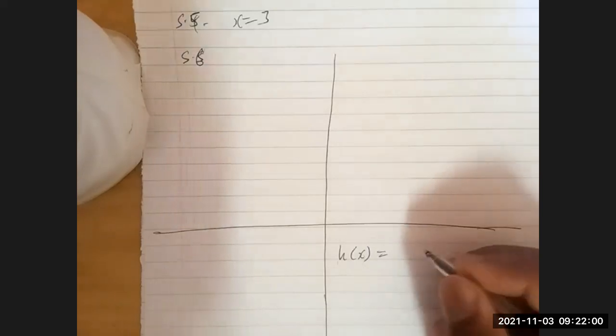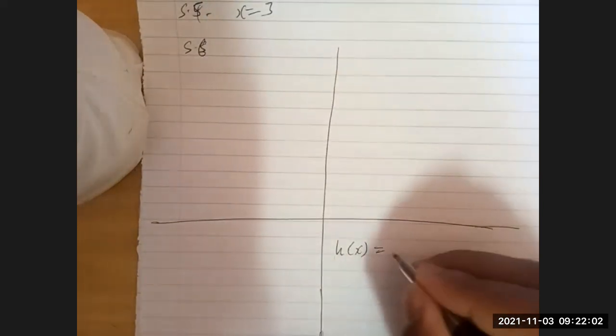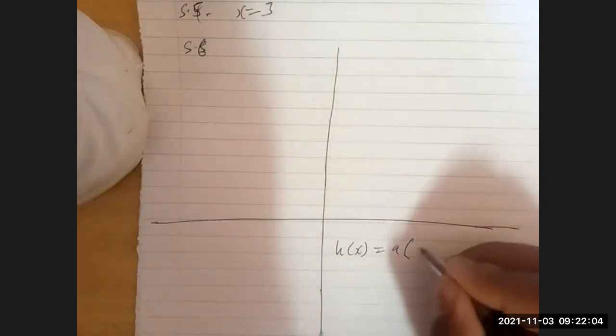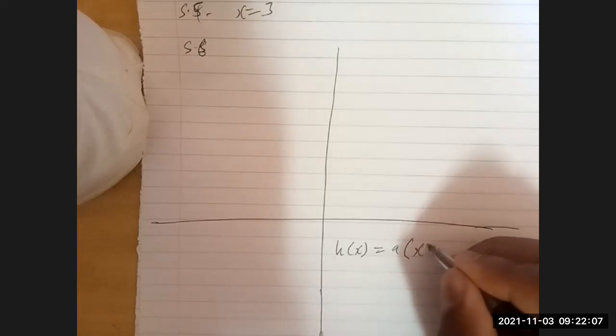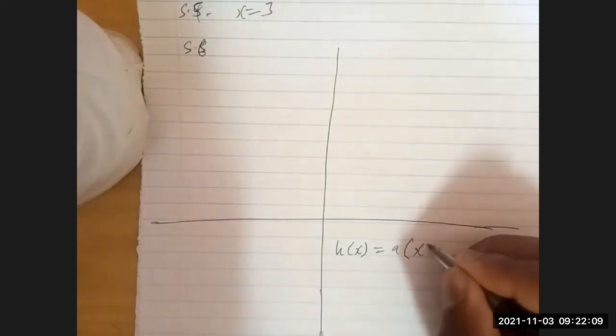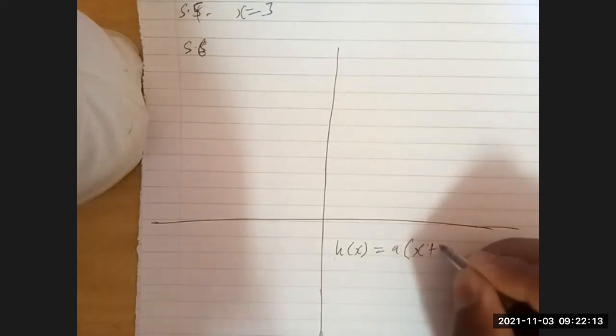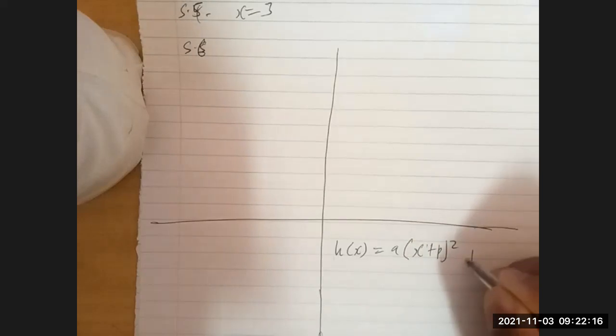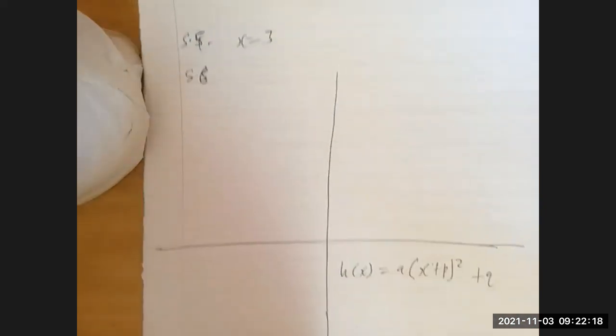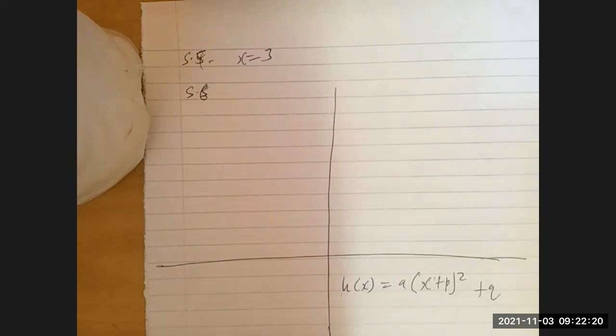In 5.6, they are telling us that a new graph is formed, right? The graph of h of x is formed, and we are supposed to write that graph of h of x in the form of a times x plus p, inside the bracket squared, plus q. This is how you're supposed to write the new graph of h, right? Okay, so how is this graph formed?